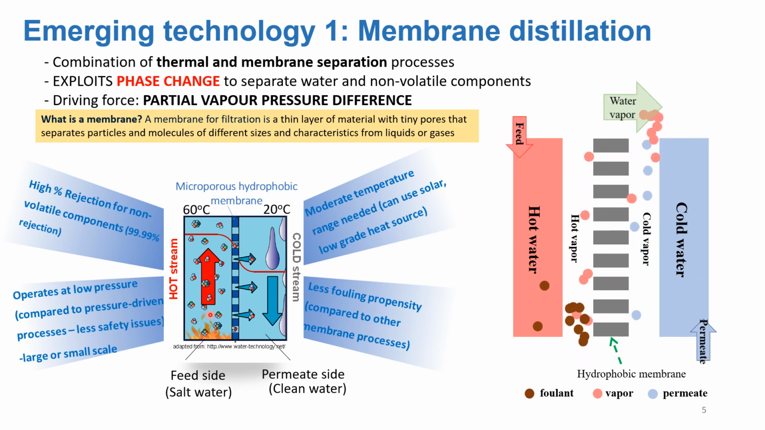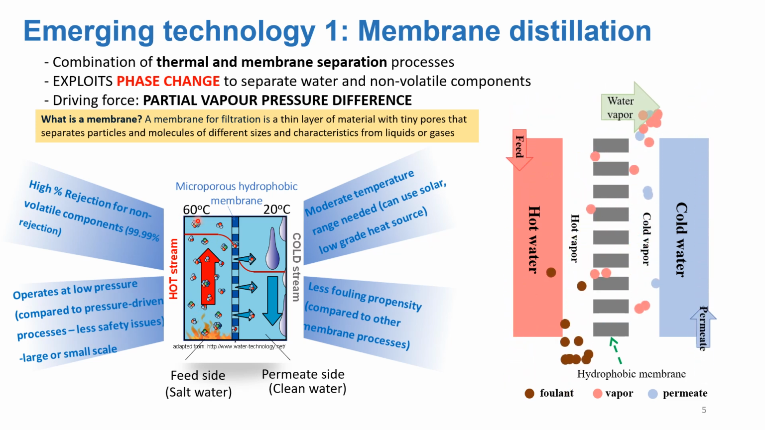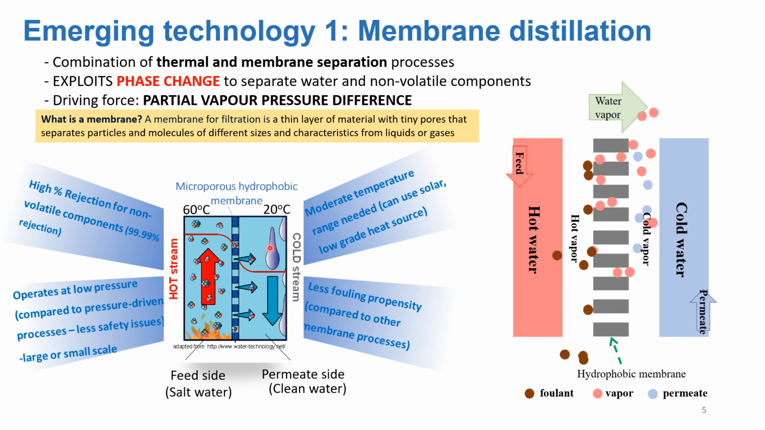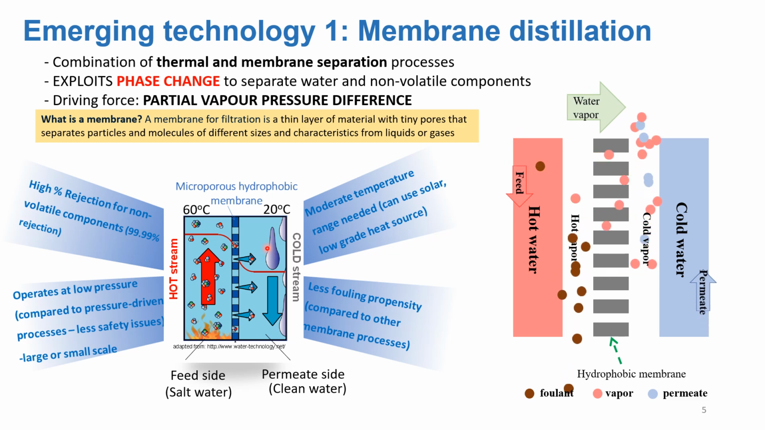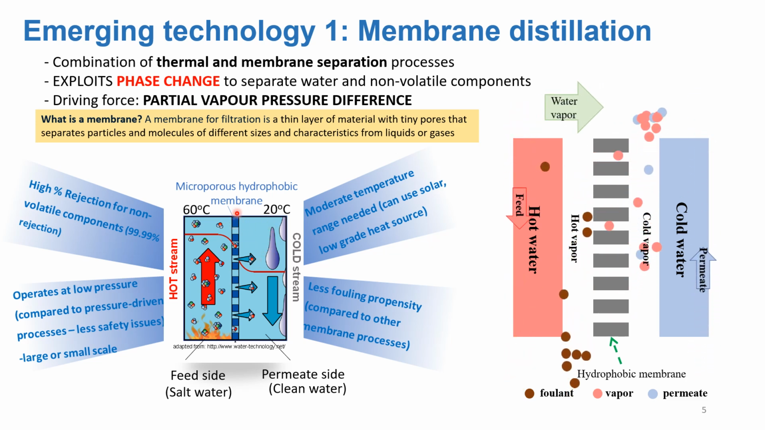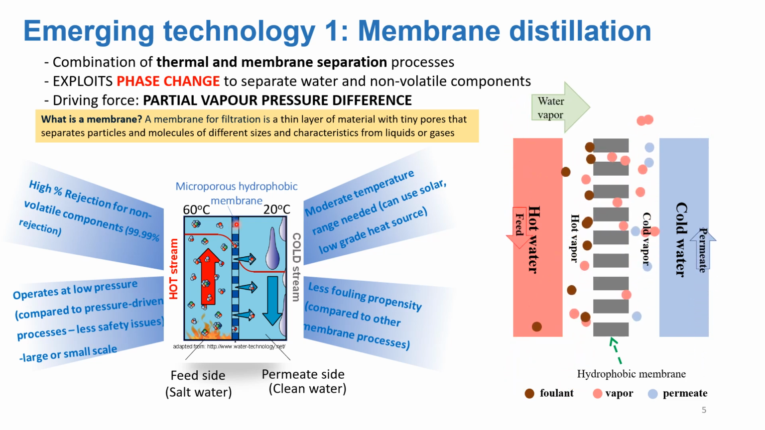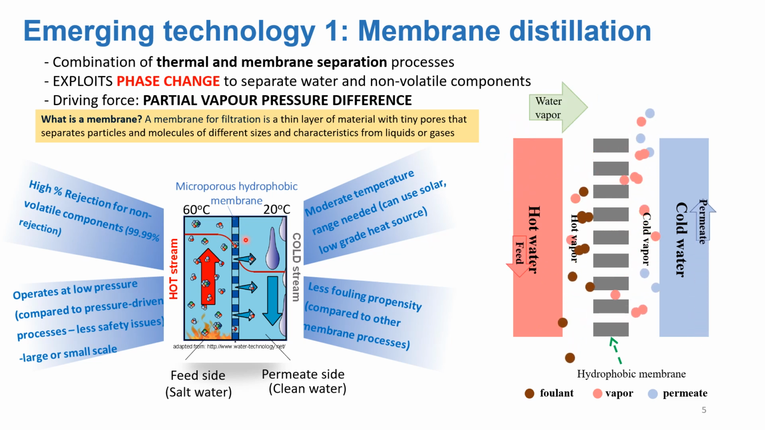It means there's a membrane that separates two sides of the water. On one side is a hot stream, usually around 40 to 60 degrees or even 80 degrees Celsius. And on the other side is a cold stream, or the permeate side. This is the feed side over here, and this is the permeate side, which is the clean water. The membrane separates the two sides. The membrane here is hydrophobic, which means that it is water hating. It does not allow liquid water to pass through.